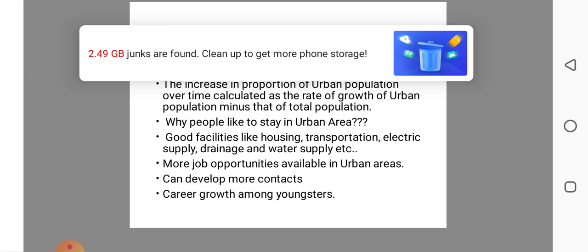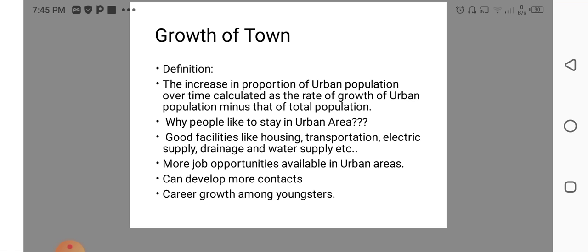Good facilities like housing, transportation, electricity supply, drainage, and water supply, etc. More job opportunities are available in urban areas, one can develop more contacts, and there is career growth among youngsters. These may be some of the reasons.